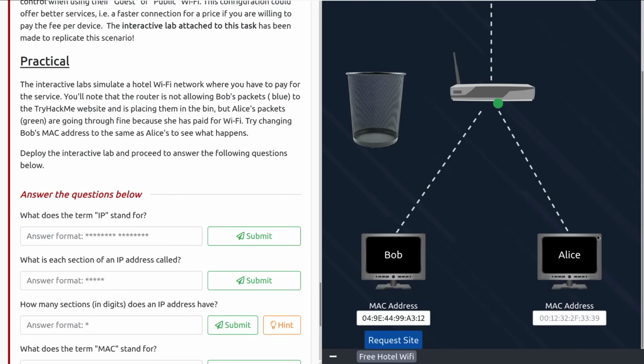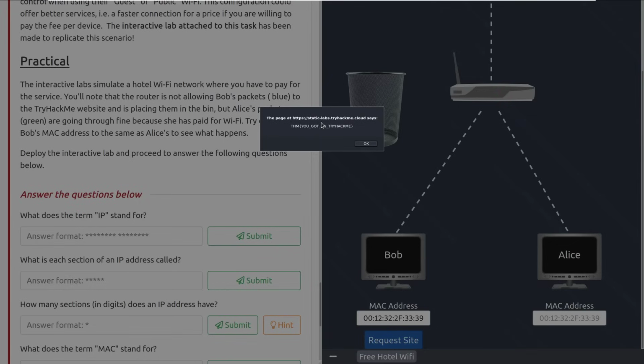And let's see, I think I need to scroll down and let's try changing these to be the same. If I can type this all out. Let's see if I can just highlight this. Copy. Oh, I can. And there we go. And now suddenly we can talk out to the internet. And we got a flag.